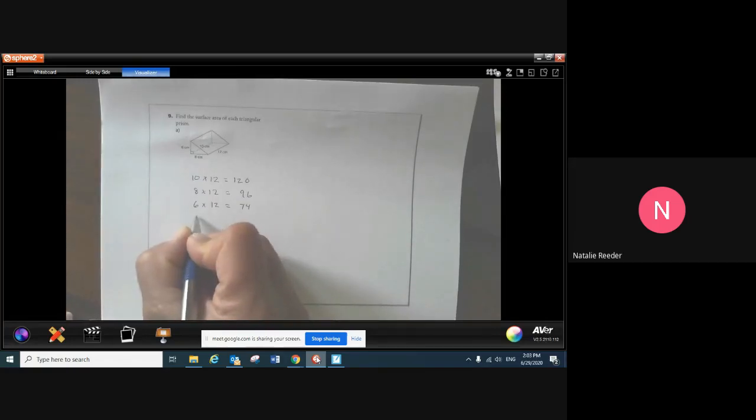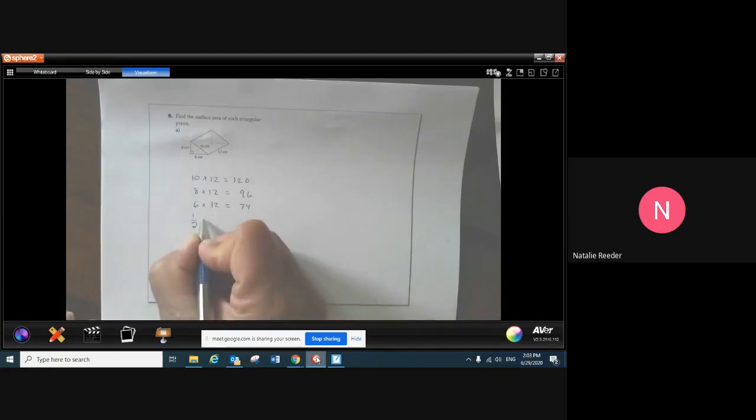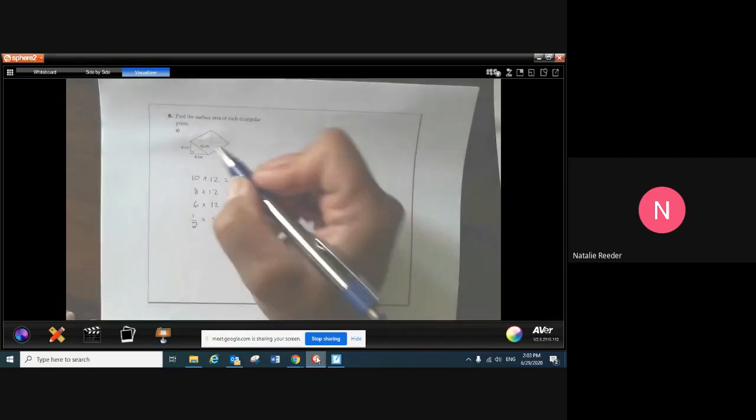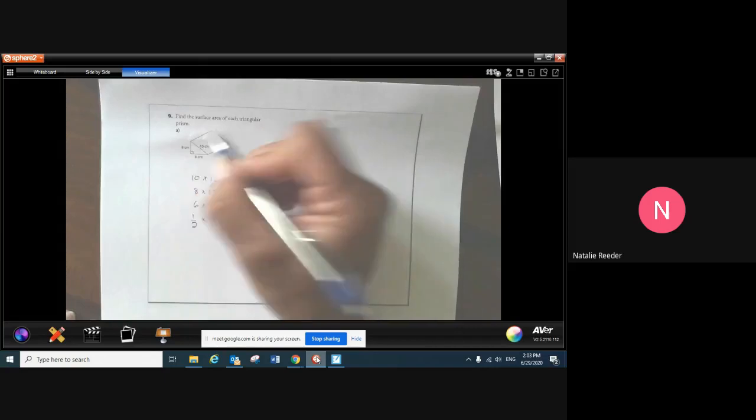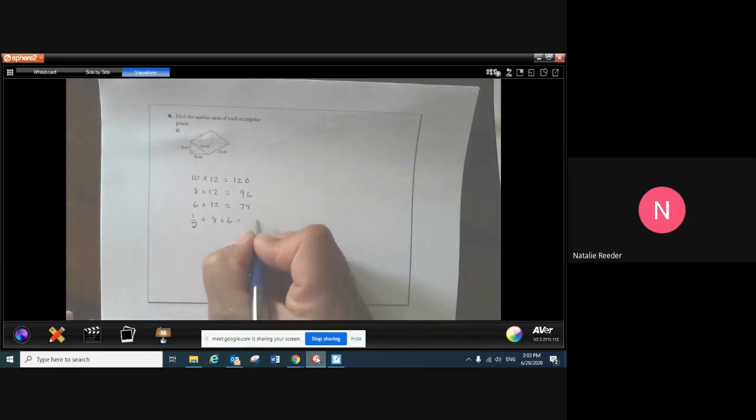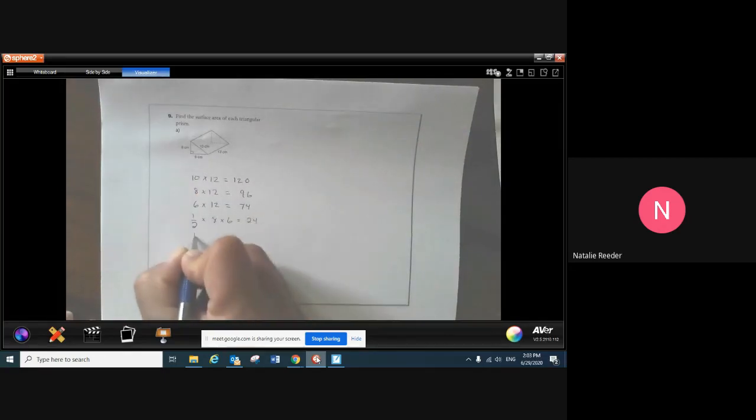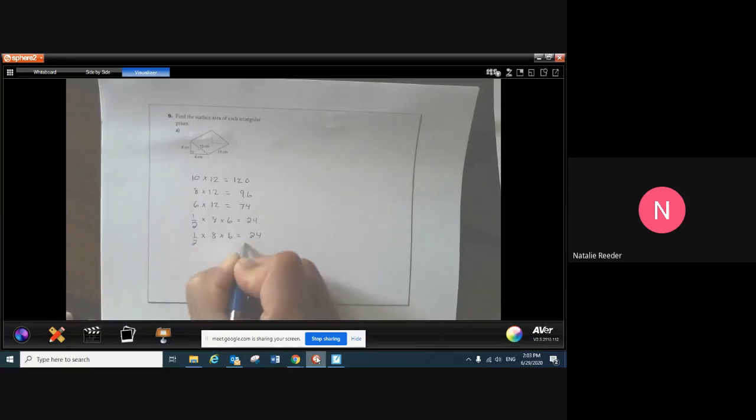Finally, we're going to do the area of our triangle faces. So it's 1/2 times the base times the height. Now in this case, 8 is my base and 6 is my height because this is a right triangle. So this gives me 24. And then there's also the triangle at the back, which has the same dimensions. It's also 24. We add those together and it gives us 338 centimeters squared.